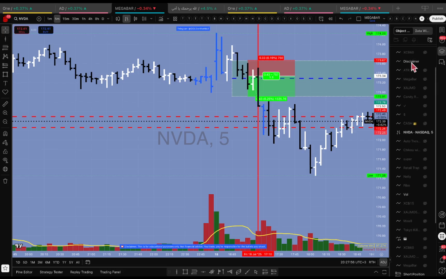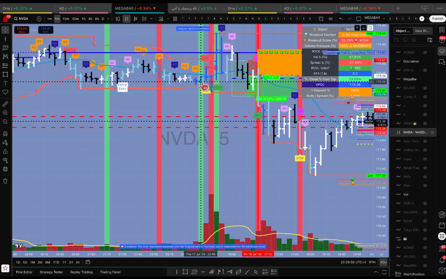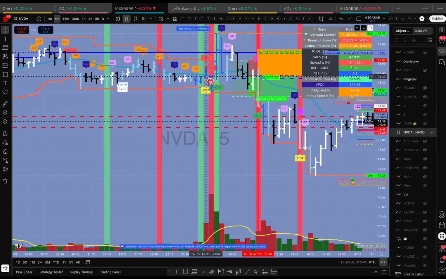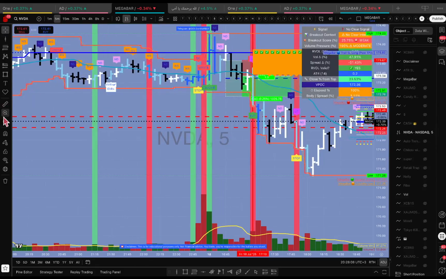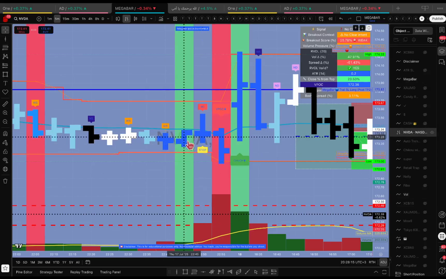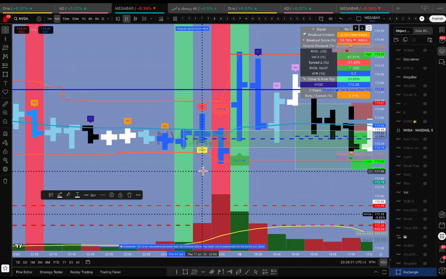Let's check it here. Yes, that was a mega bar formation, as I said. You check it right away. That's a mega bar formation. Let's define how it happens. Here's a mega bar. We take it. You do the trade. It's very easy. Very simple. That's the initial one.